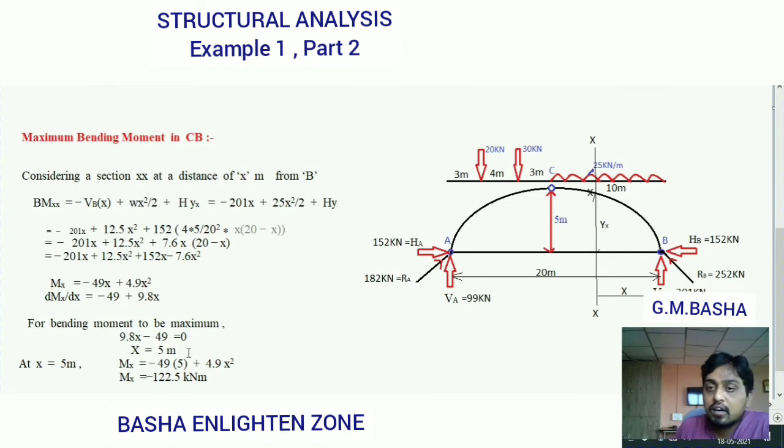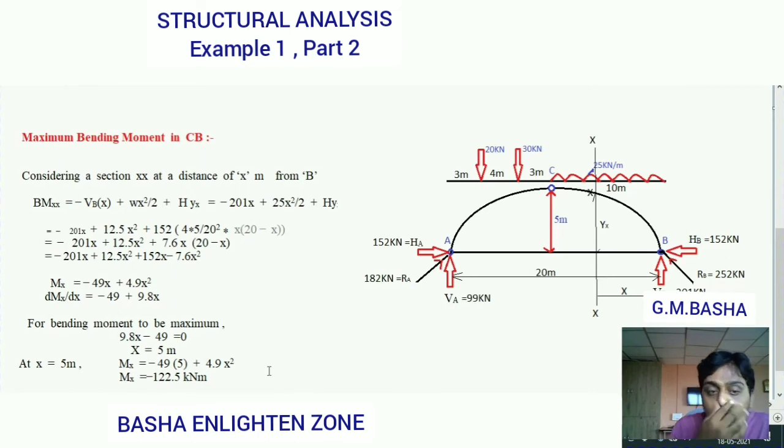Then whatever distance is obtained here, just substitute it in the equation we took previously. If I substitute x value 5 here, and 5 square will be 25, you will get the maximum bending moment value equal to minus 122.5 kilonewton. So the procedure is very simple. First you have to remember the logic. If they are asking for the maximum bending moment, first you have to find the distance and then substitute the distance in the obtained equation.